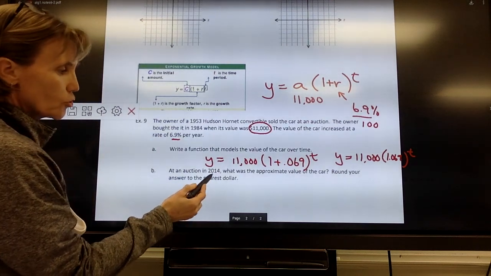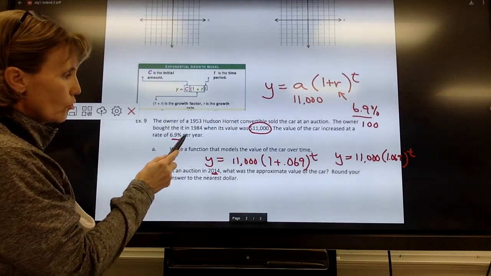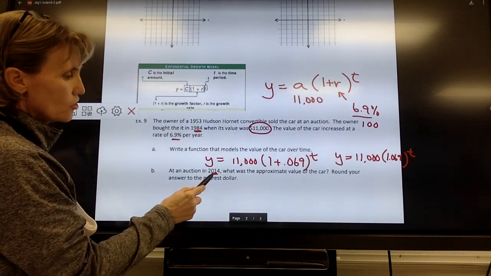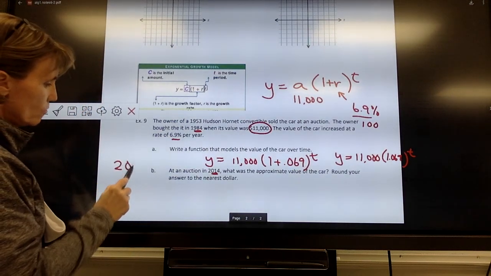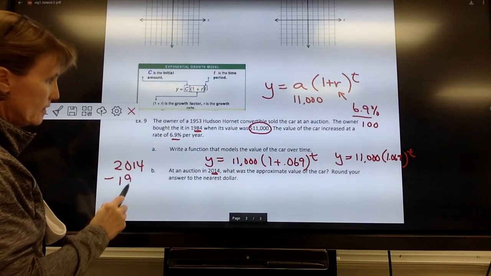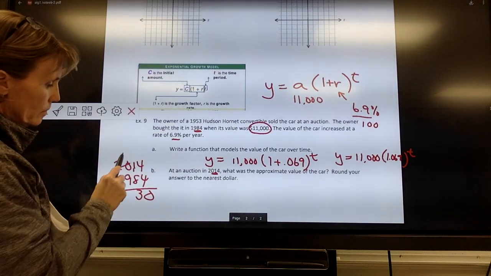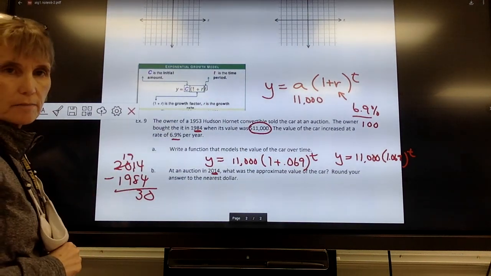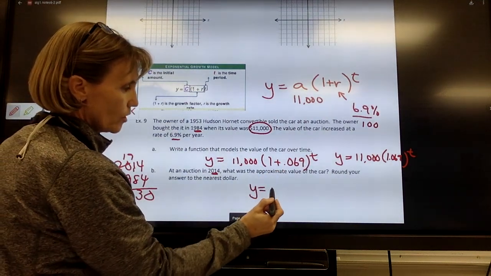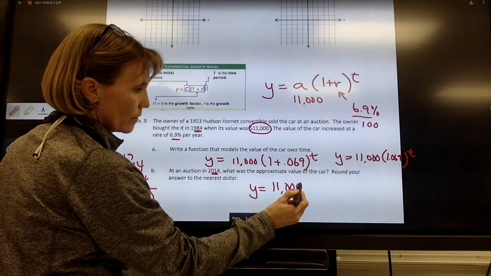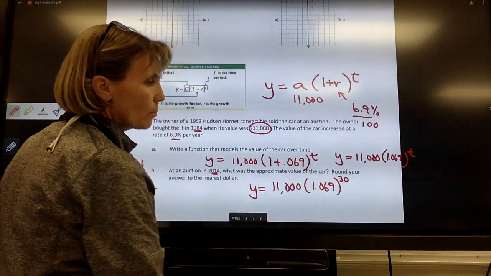Then it says at an auction in 2014, what was the approximate value of the car? Round to the nearest dollar. So you've got to go from 1984 to 2014. How many years passed? Okay, well, 2014, if I subtract 1984, okay, 30 years have passed. Okay, so 30 years, that's my t, that's my time. So I'm going to take that equation, I'm going to raise it to the 30th power.